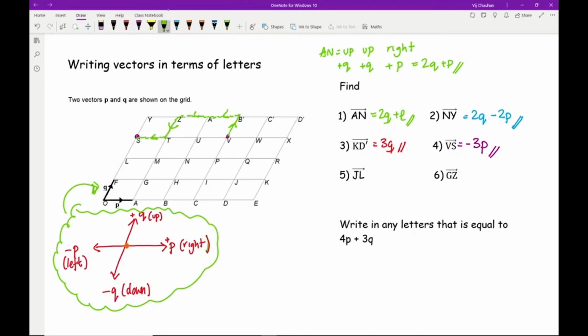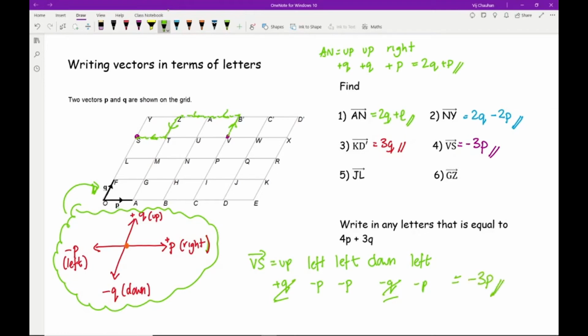So first of all, from V to S, I'm going up, then left, then left, then down, and then left. Now if I convert that into my letters, up is q, plus q, left is minus p, left is minus p, down is minus q, and left is minus p. Now if I collect my like terms, q take away q cancels out, and minus 1 plus minus 1 plus minus 1 is minus 3p.